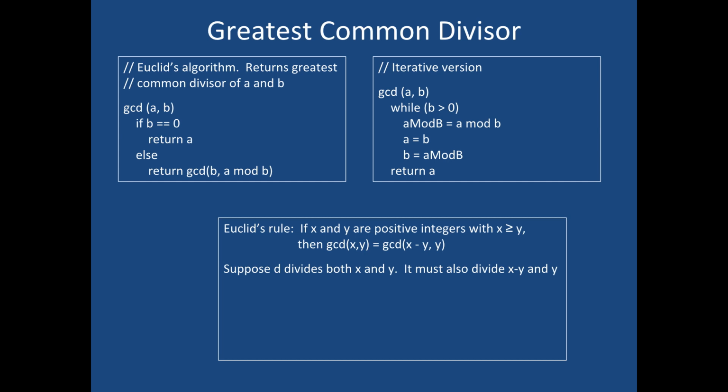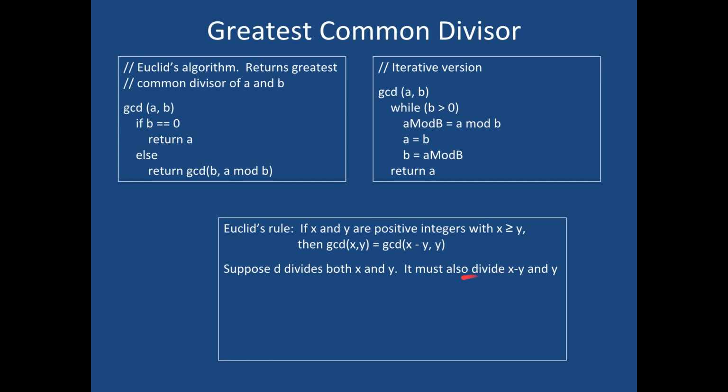So first, we want to show those two sides are equal. So it says here, if d divides both x and y, it must also divide x minus y and y. So why is that true? Well, let's take it. d divides both x and y. So why must it also divide x minus y? Yeah? So if it divides x minus y, then x has to be some multiple of y, and then removing y from it still keeps it a multiple of y.